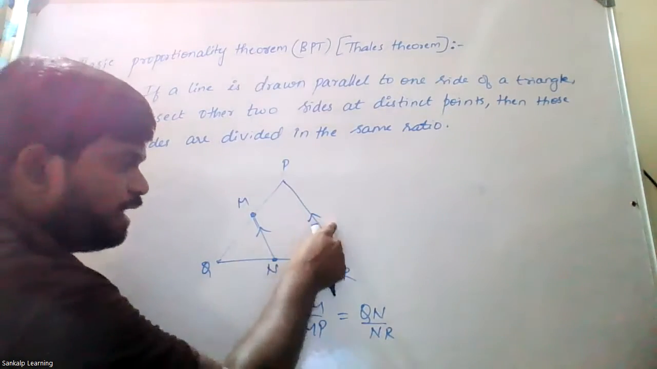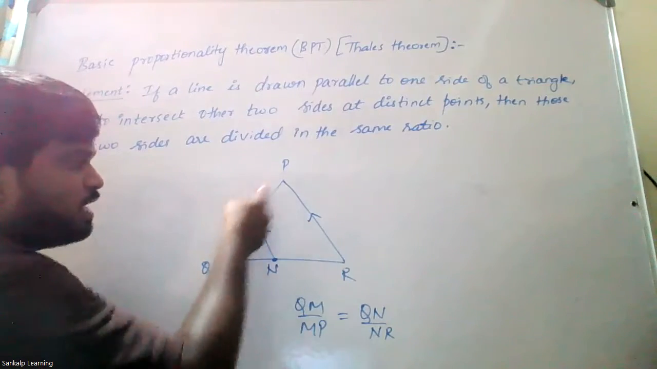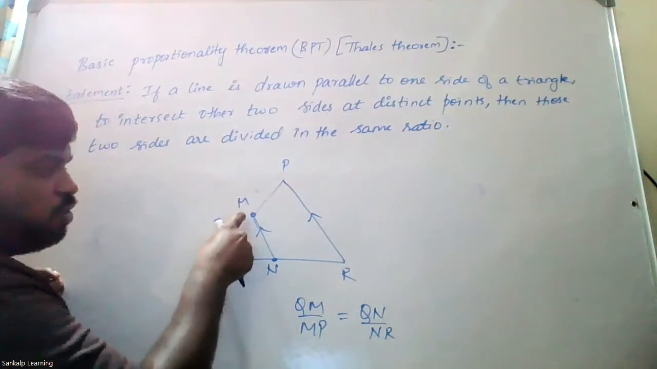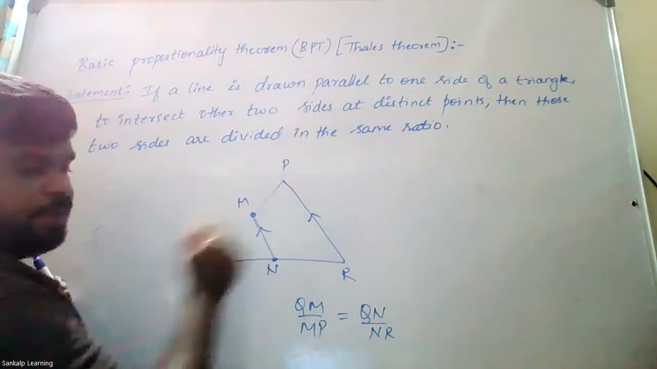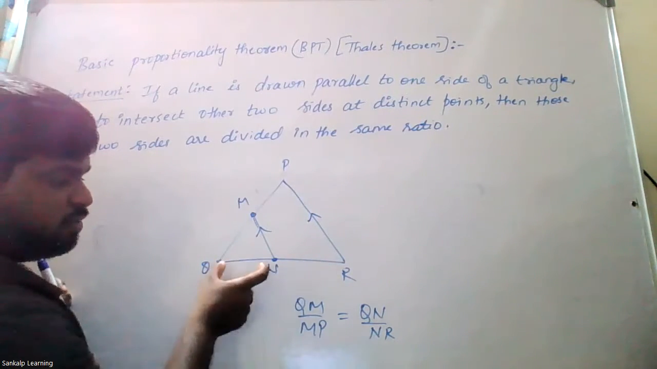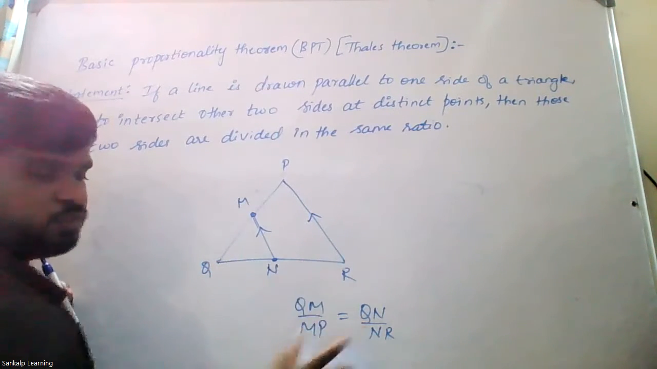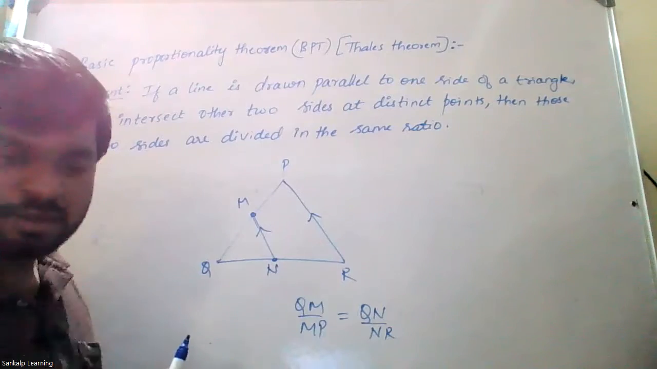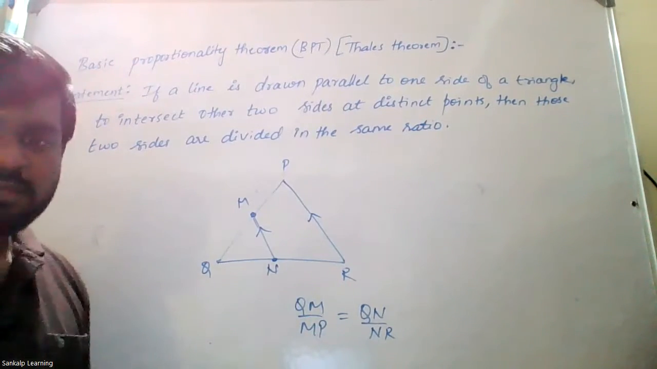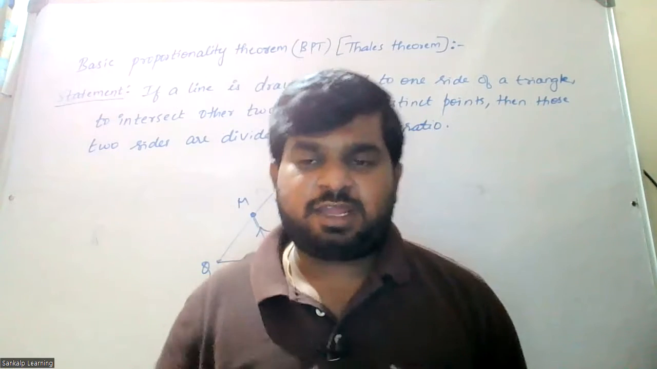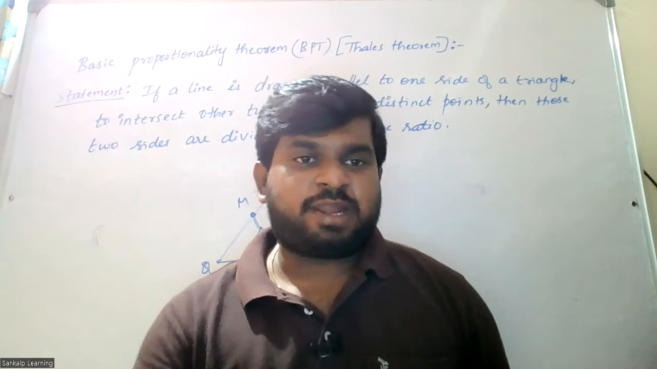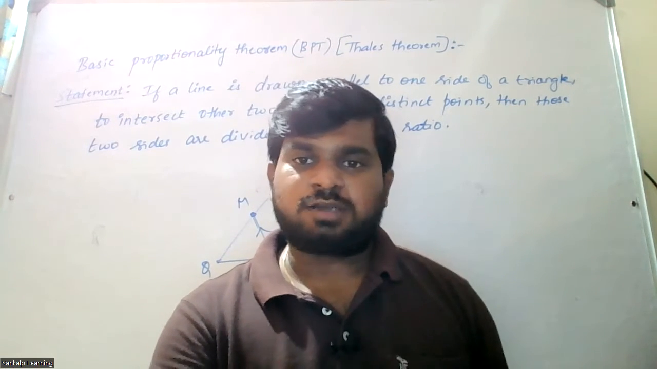I've drawn a line parallel to this. Therefore, you can see this side is divided in what ratio? QM and MP, isn't it? Similarly, this is also divided QN and NR. The ratios will be equal if the lines are parallel. Okay, let's prove this theorem. And for state board students, this is a very important theorem which might appear in the exam for 4 marks. So let's do this.